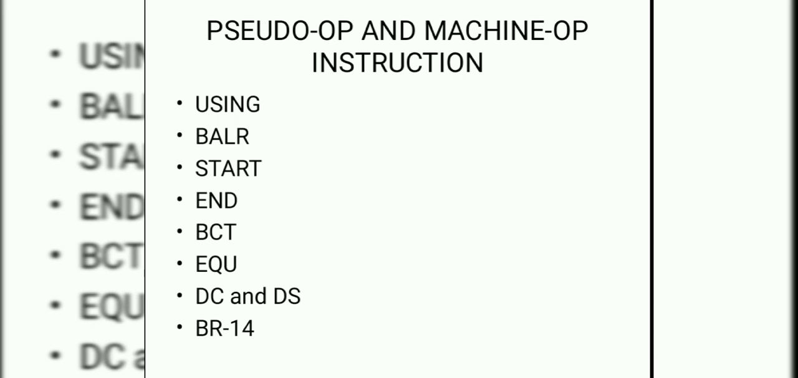Define constant and define storage pseudo-ops instruct the assembler to place data in memory. A branch to the location whose address is in register 14 can be done by using the BR 14 machine-op instruction.